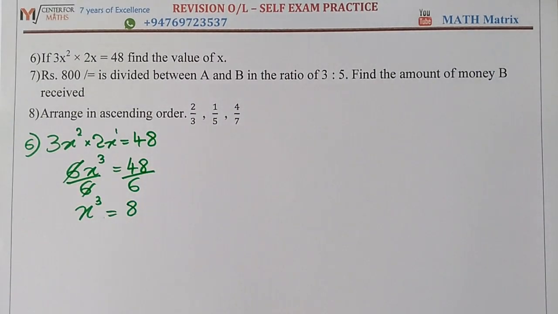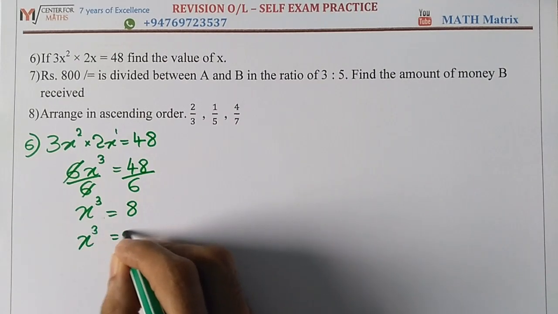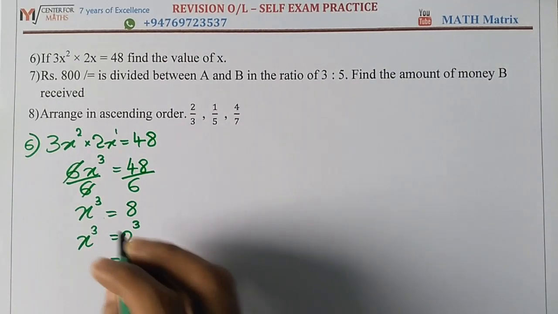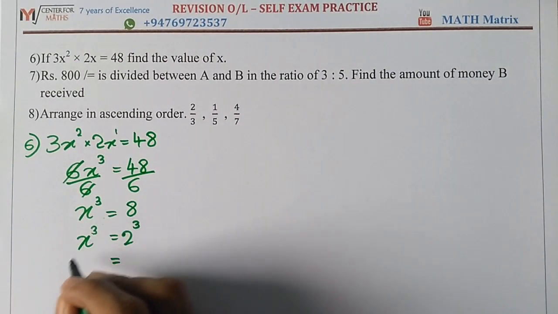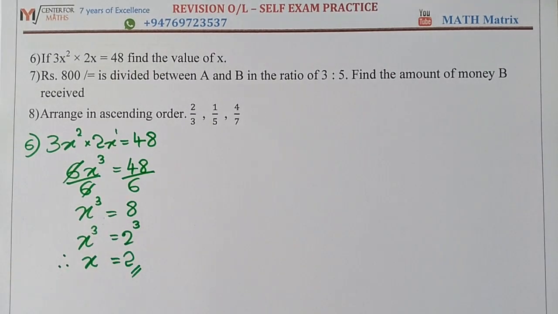So guys, can we write this 8 in terms of index 3? So how to mark like that? Yes, x to the power 3 is equal to 2 to the power 3. Guys, so you can see that both the indices are the same. Therefore, we can directly say that the bases are the same. x is equal to 2.